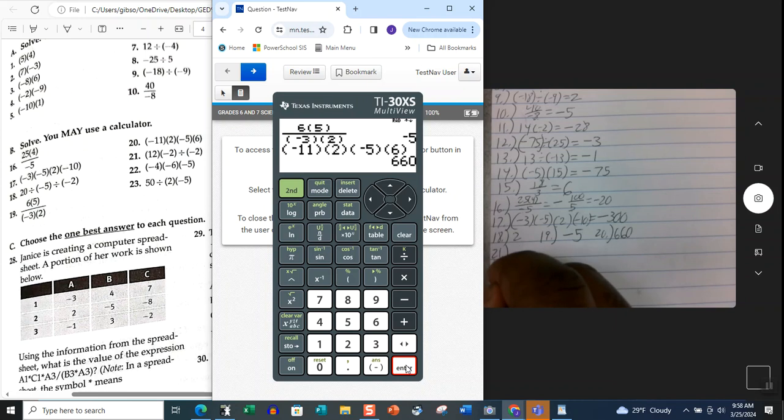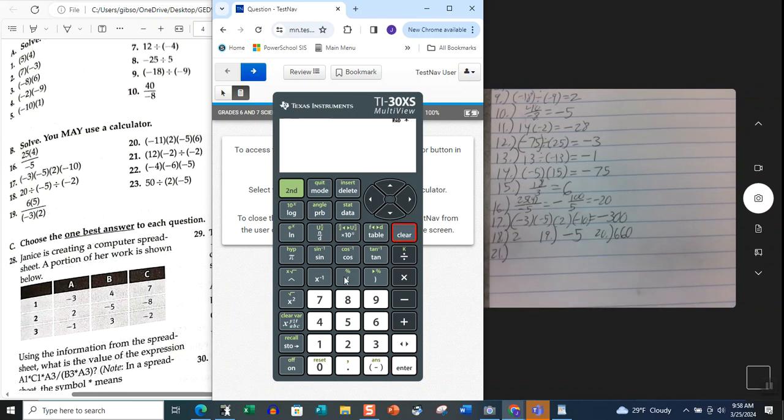Now we go to problem 21. Now 21, first of all, we had 2 negative signs here, so our answer would be positive. So we had 12, negative 2, divided by negative 2. And our final answer here is 12.